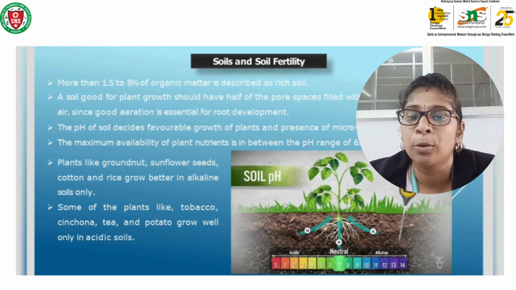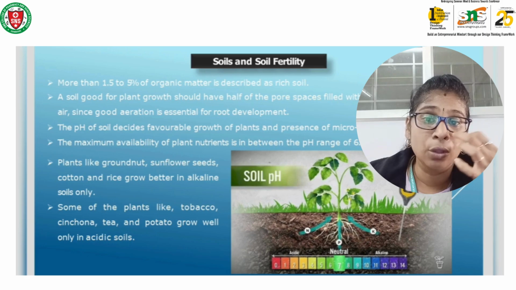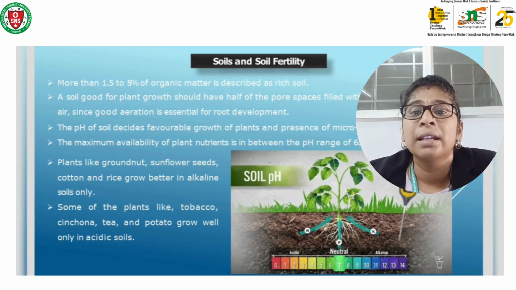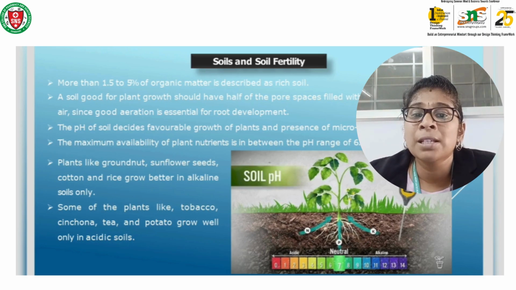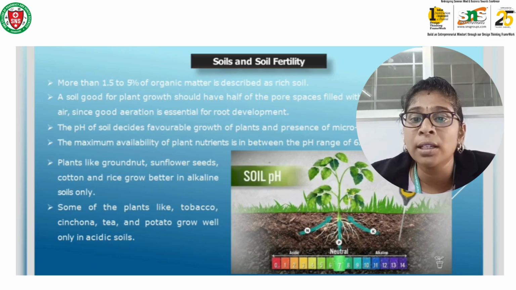This depends upon the soil quality. And plants like groundnuts, sunflower seeds and cotton will grow better in alkaline soils. Even for rice, the pH of the soil should be maintained in a proper range, that is from 6.5 to 7.5. Only the pH decides the major part of the favorable growth of the plants and the presence of microorganisms. If the pH is maintained properly, the microorganisms will not affect the plant growth.